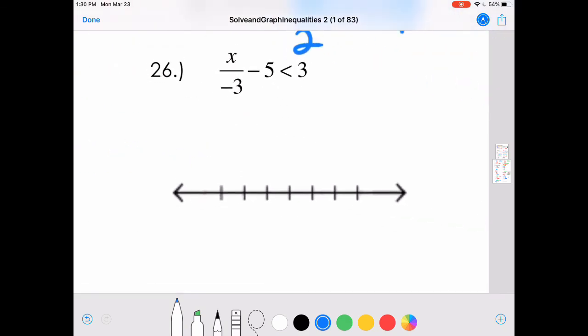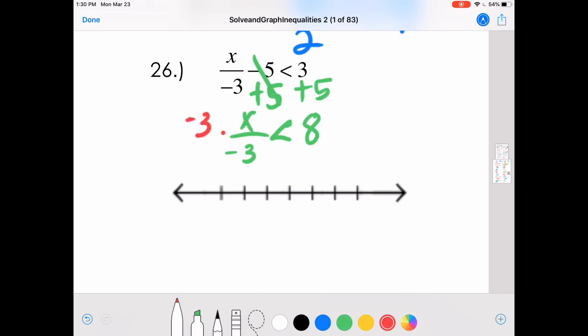And the last one, x divided by -3 minus 5 is less than 3. So add 5 to both sides to isolate x. You have x divided by -3 is less than 8. You want to multiply by -3 to isolate your x. So that's what I did to both sides. But because you're doing it to both sides, you want to remember to change your inequality sign.